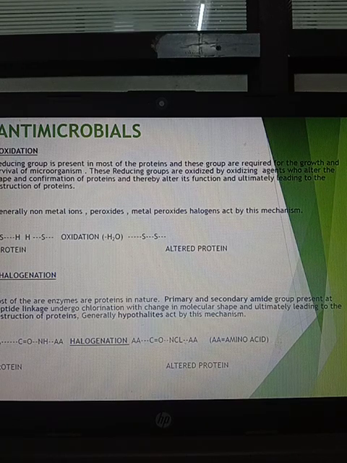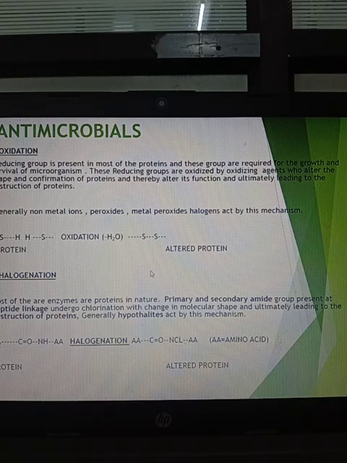See, in oxidation, whenever the sulfhydryl bond of the protein is destroyed, then only the sulfur bond is there. So that is the altered protein, where it can destroy the structure of the cell.